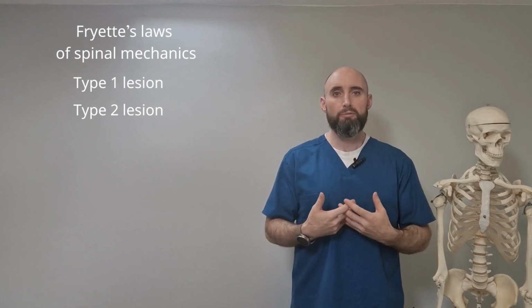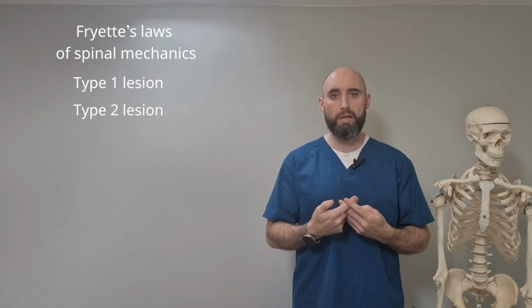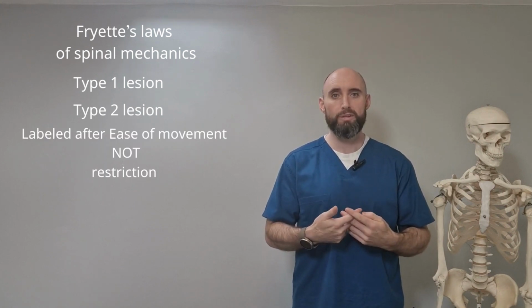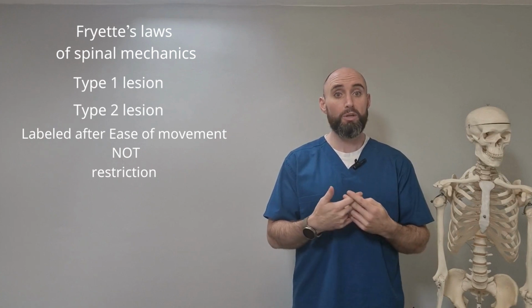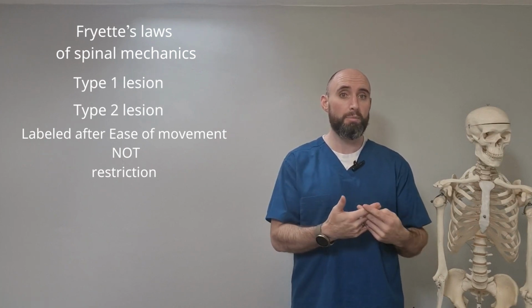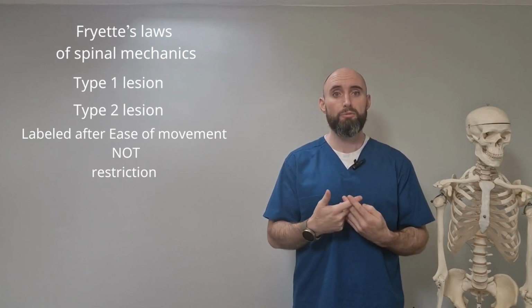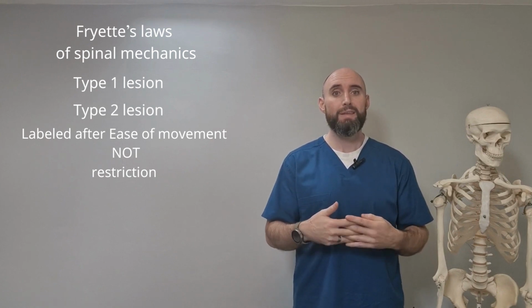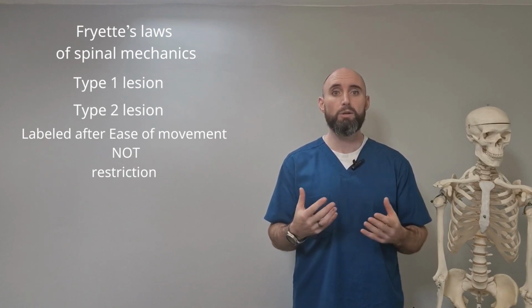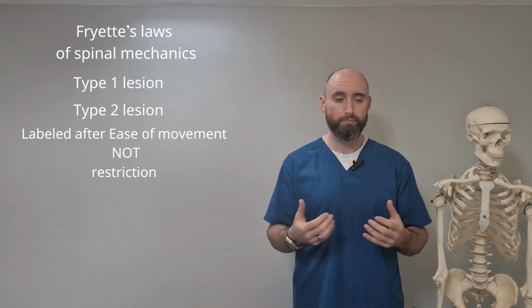Fryette's laws are labelled after the ease of movement, which is somatic dysfunction. We treat the restriction, which is the opposite, but when we're labelling Fryette's laws, it's named after the ease of movement, which can be quite confusing to people starting out.